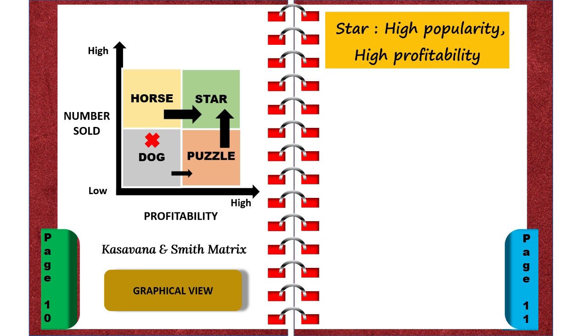The next one is, we'll try to elaborate a little more. The star category, we know it is high popularity and high profitability. Then what can be the decision we can take?